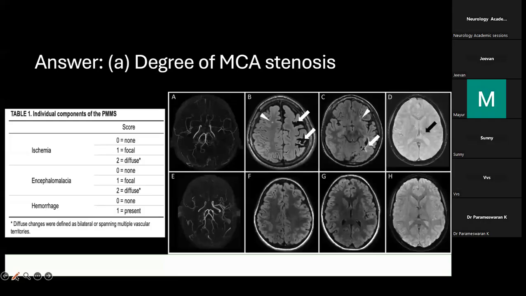In panel 1, A, B, C, and D demonstrate a high score with bilateral MCA stenosis and encephalomalacia over the left side, bilateral subcortical infarcts, and a punctate hemorrhage. And the lower panel demonstrates a good score of 0 without any of these findings.